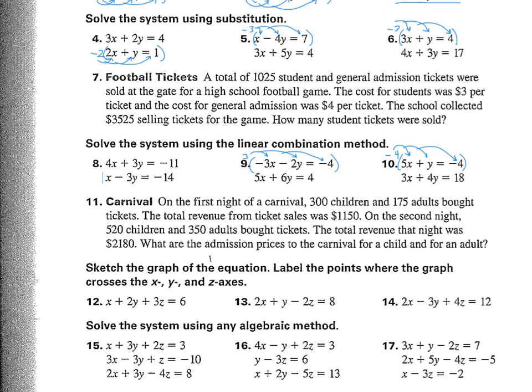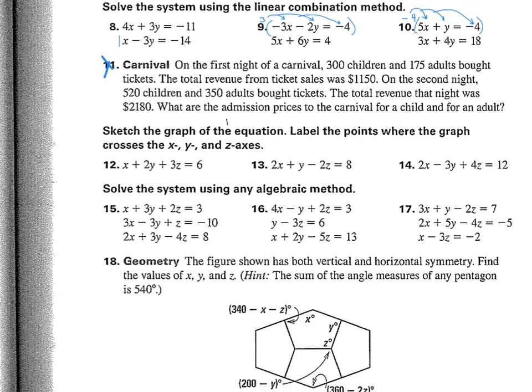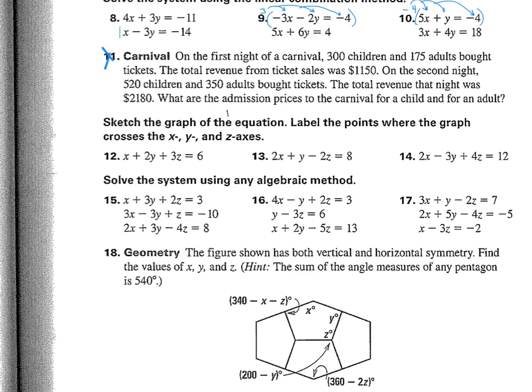The word problems I'm going to let you skip, by the way. I forgot to tell you that on number 7 and 11. I'll let you guys skip it. Looking down now, the last 3 you must do is 12, 13, 14.